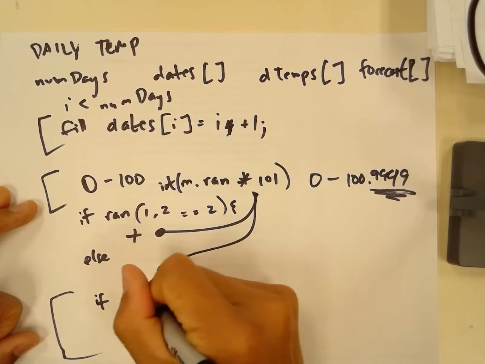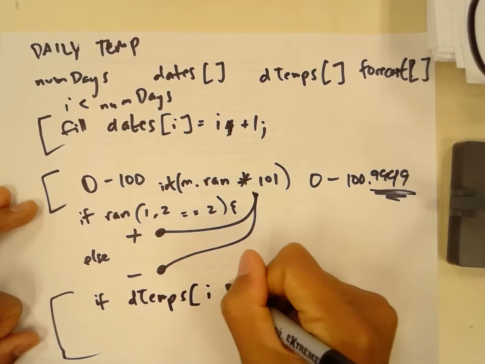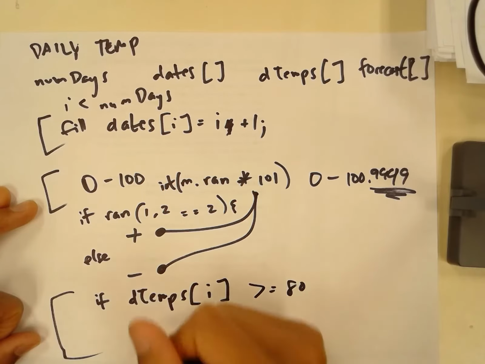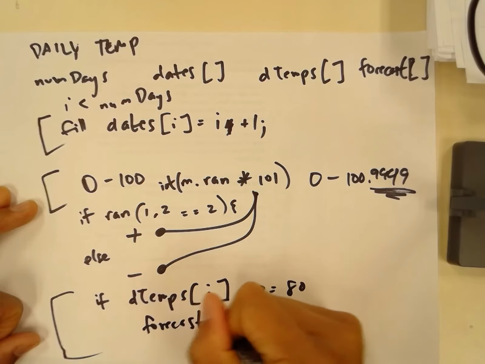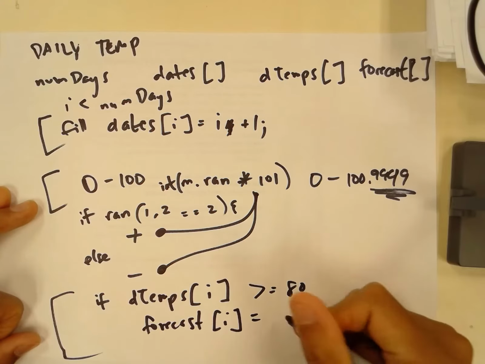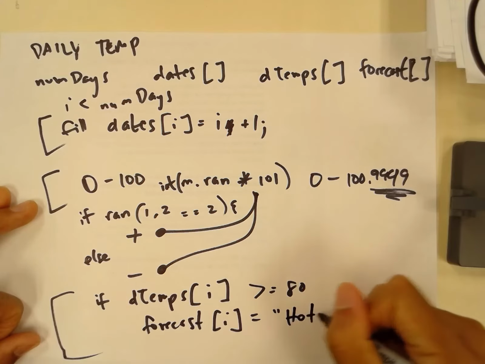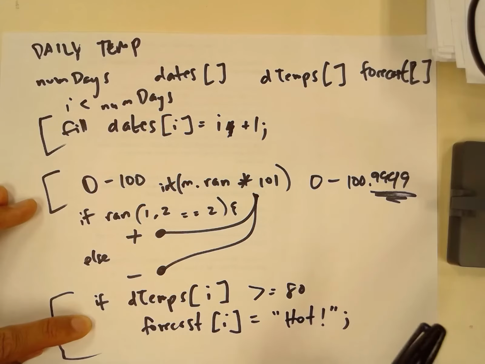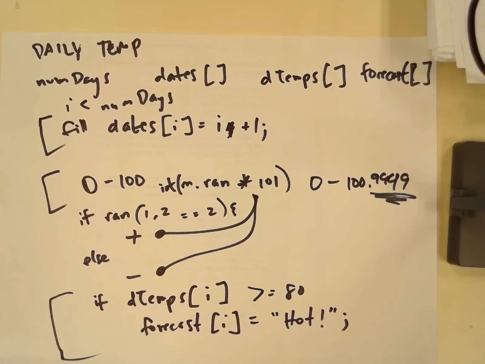So we're going to say if dtemps sub I is greater than or equal to 80, then forecast sub I is going to be equal to hot. And then we would follow the rules that are listed in the test, where it's else if temps is greater than or equal to 50 and temps is less than 80, then we'll say moderate, and then same thing for 32 to 50, and then same thing for less than 32.